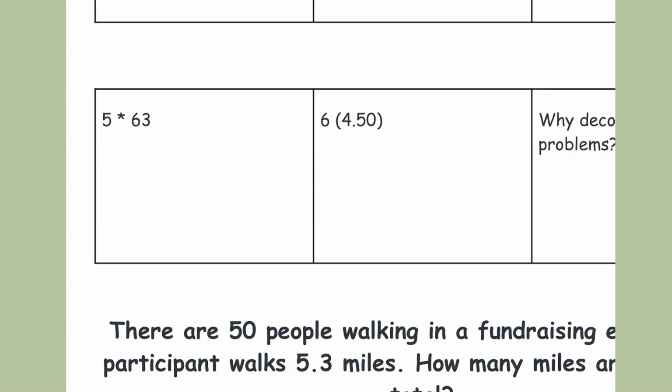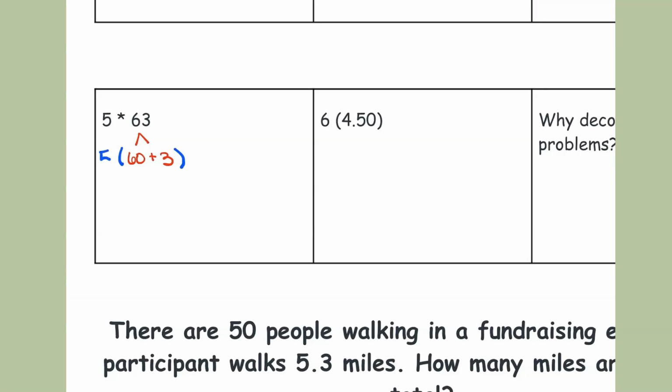I know I'm going to have 5 of 63. So what does that mean? Well, that could mean that I have 5 times 60 plus 5 times 3. Because in order to get 63, I can break that down to the 1 space and the 10 space and give me 60 plus 3.